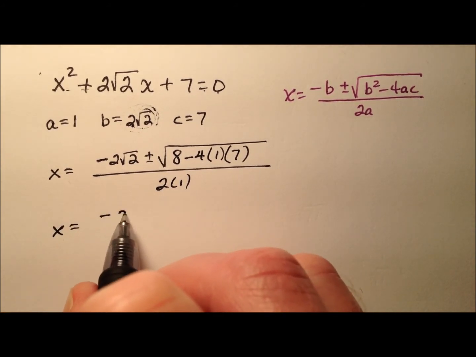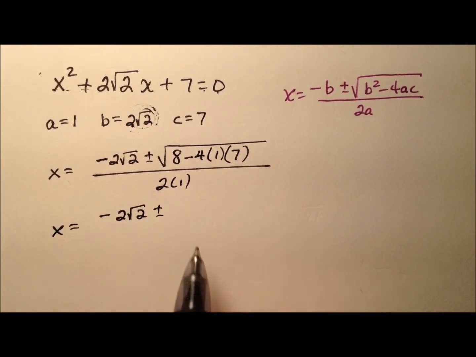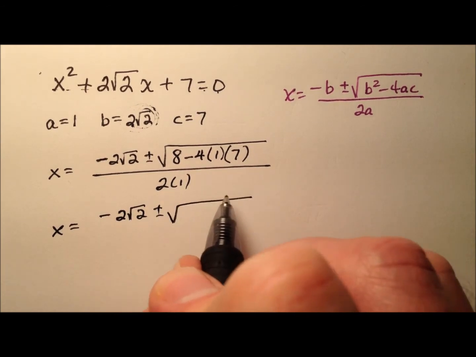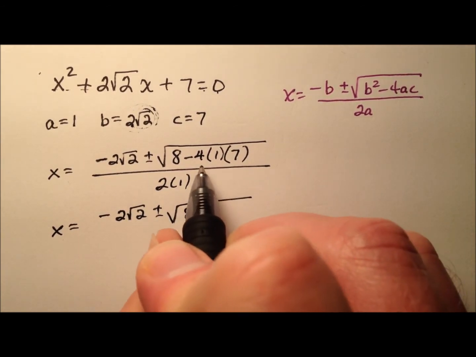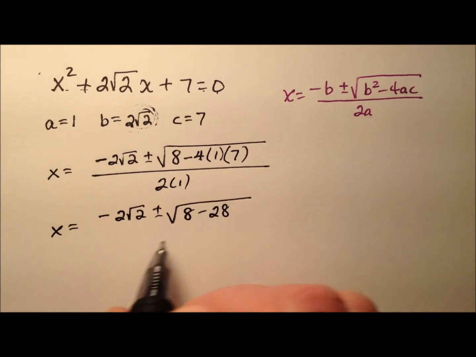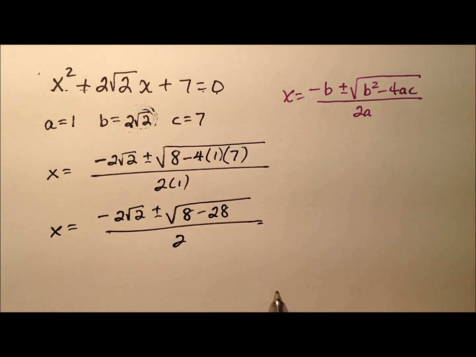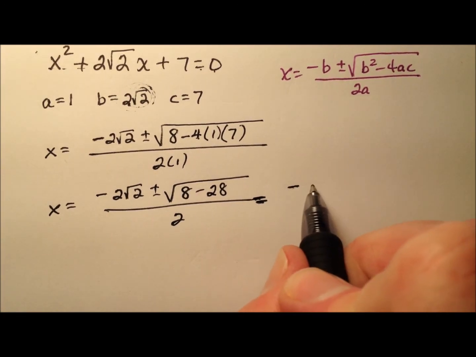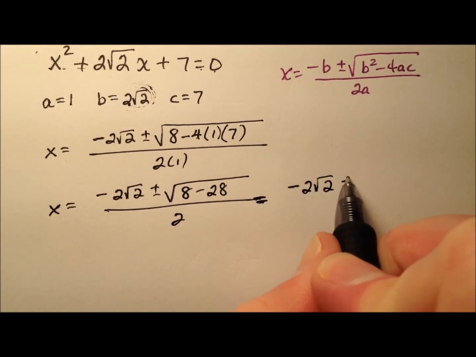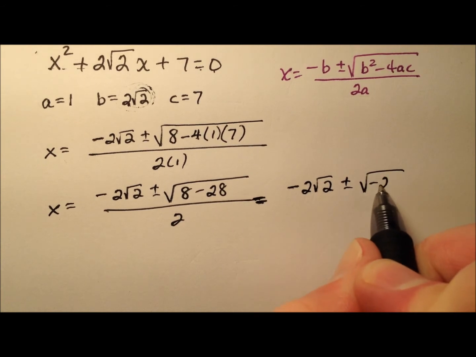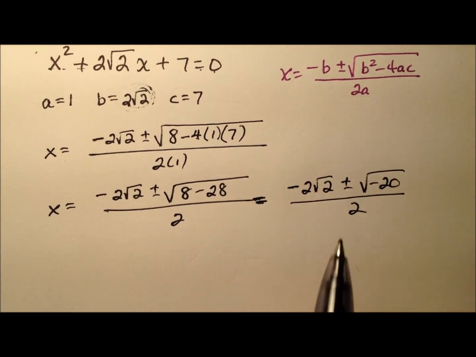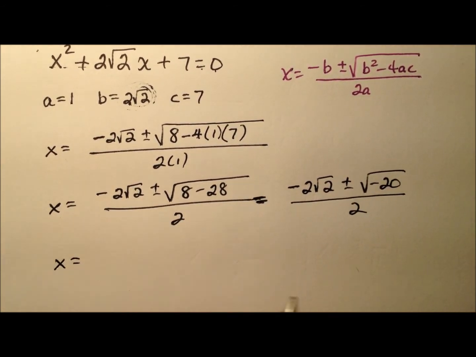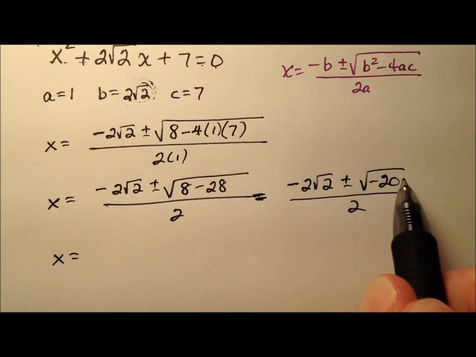Okay, so negative 2 radical 2 plus or minus, and then here I'm going to have 8 minus, and 4 times 7 is 28, all over 2. So let's kind of come over here a little. So I have the opposite of 2 radical 2 plus or minus the square root of negative 20 all over 2. Okay, and a couple of things here.